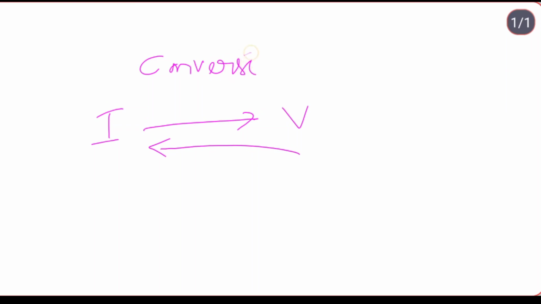How to convert a voltage source to a current source? A current source, how to convert to a voltage source? A voltage source, how to convert into a current source? That is called source conversion. Source conversion is the technique that converts a current source into a voltage source and a voltage source into a current source.